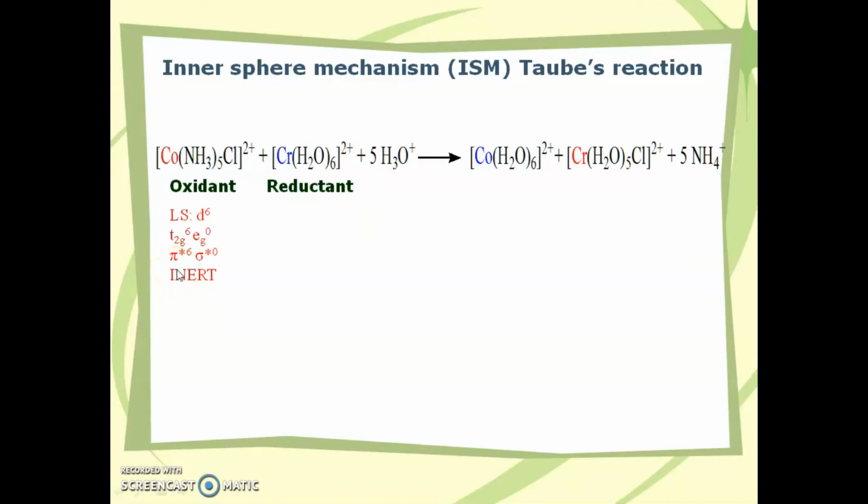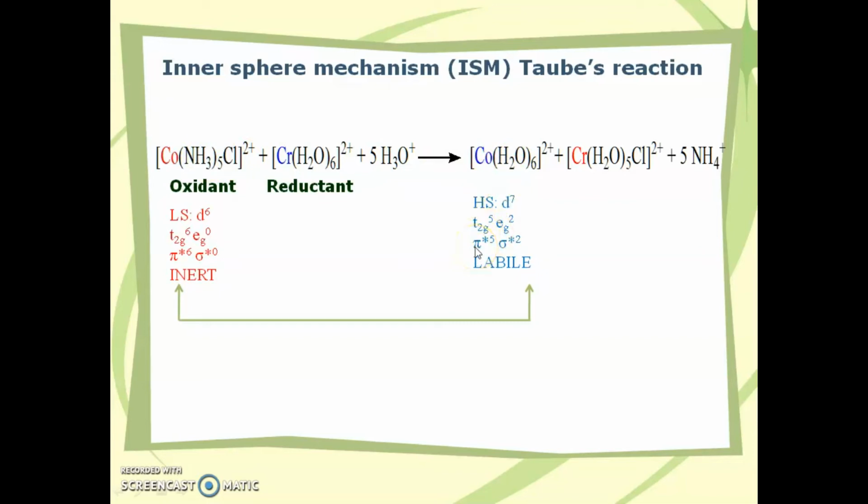For cobalt in the 3+ oxidation state, d6, it is a low spin complex. So it is t2g6 or pi star 6, which is an inert complex with a higher CFSE value. Now when it is getting reduced to 2+, it becomes a high spin complex with d7, with electron distribution as pi star 5 and sigma star 2.